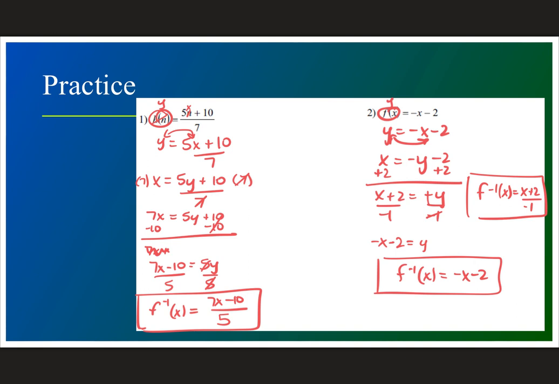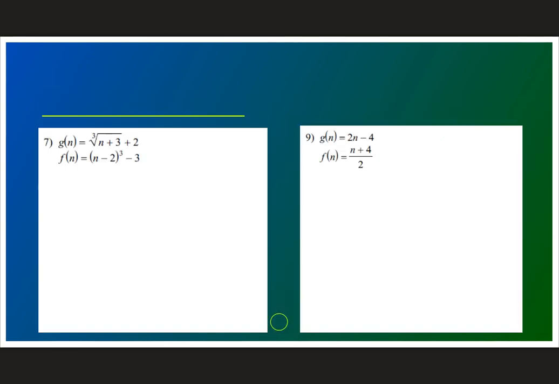Okie doke. And then I wanted to show you on this one, this is where it's asking you if they're inverse functions or not. So I'm going to start with doing g of f of n. I'm going to start by writing this out. So I've got the cubed root of something plus 3, and then plus 2. And the something is (n minus 2) cubed minus 3.